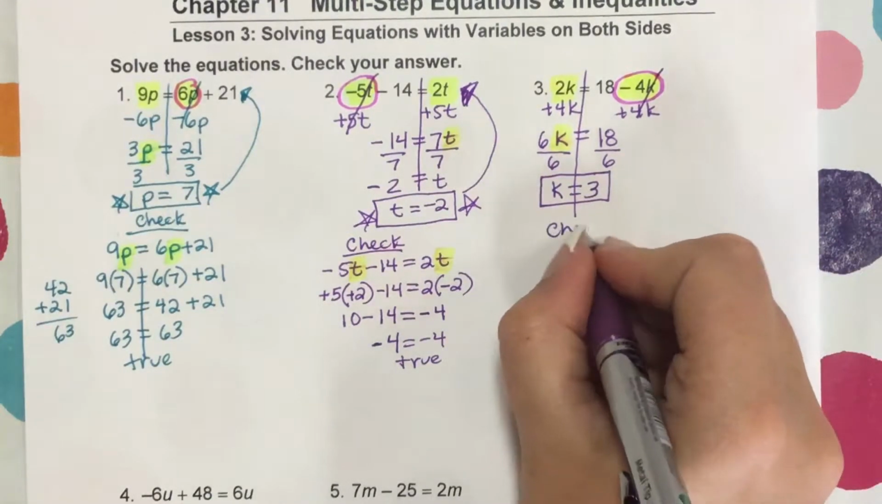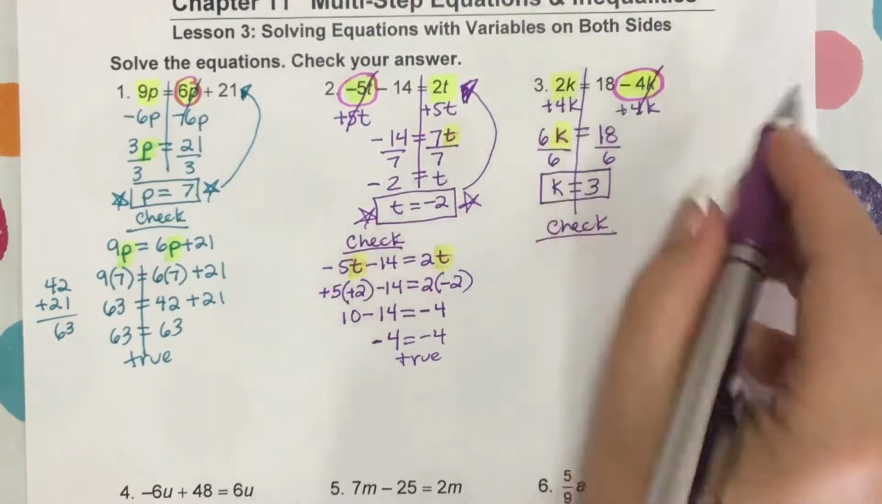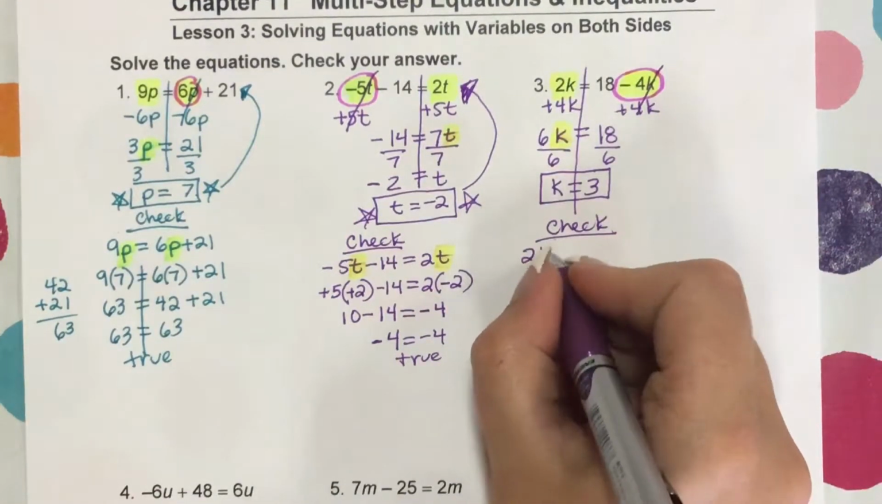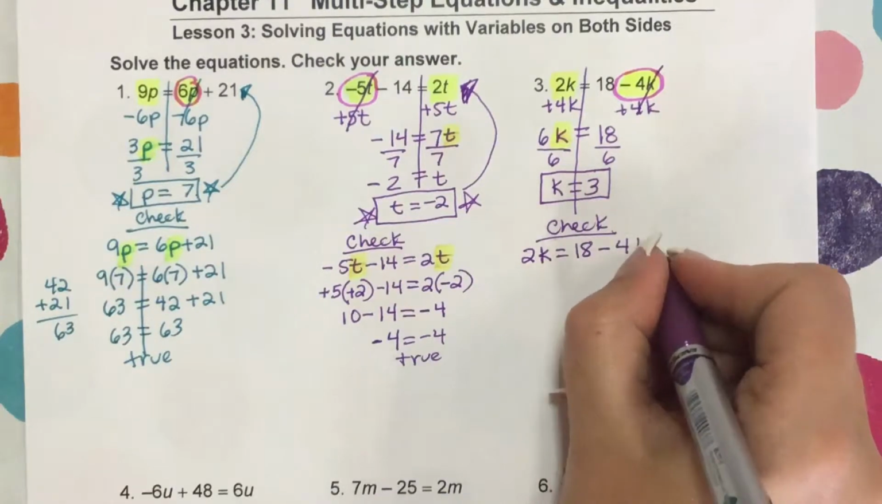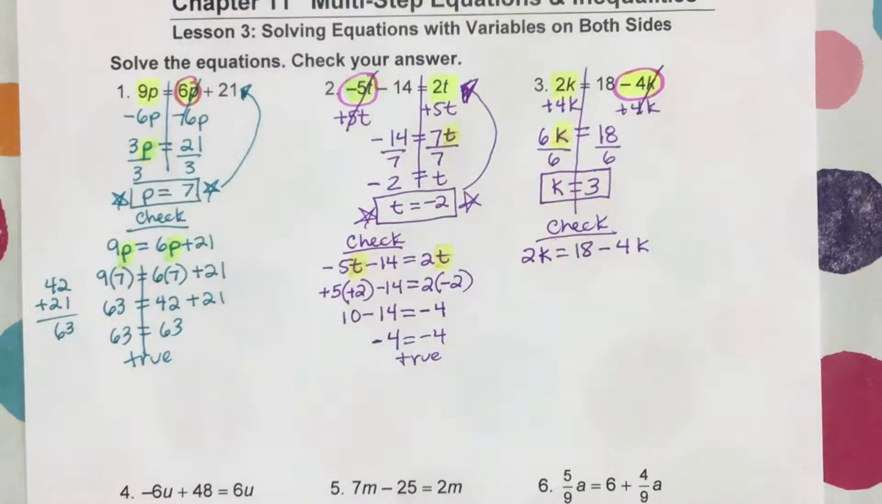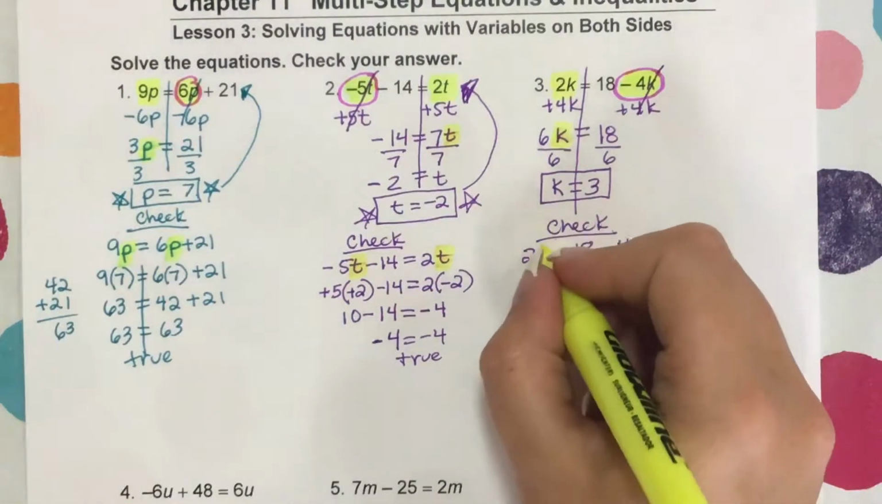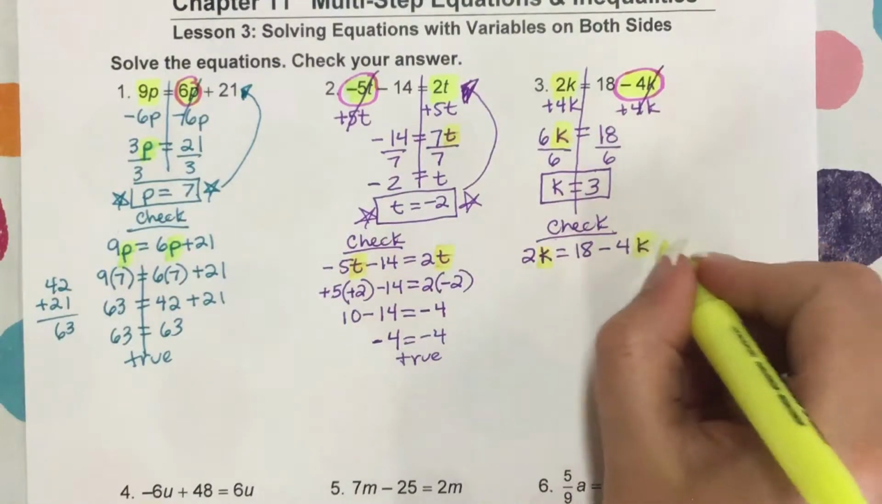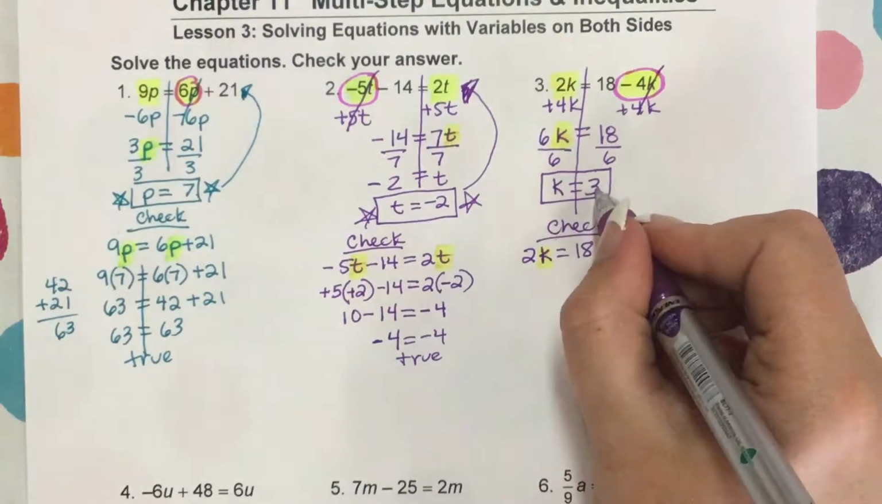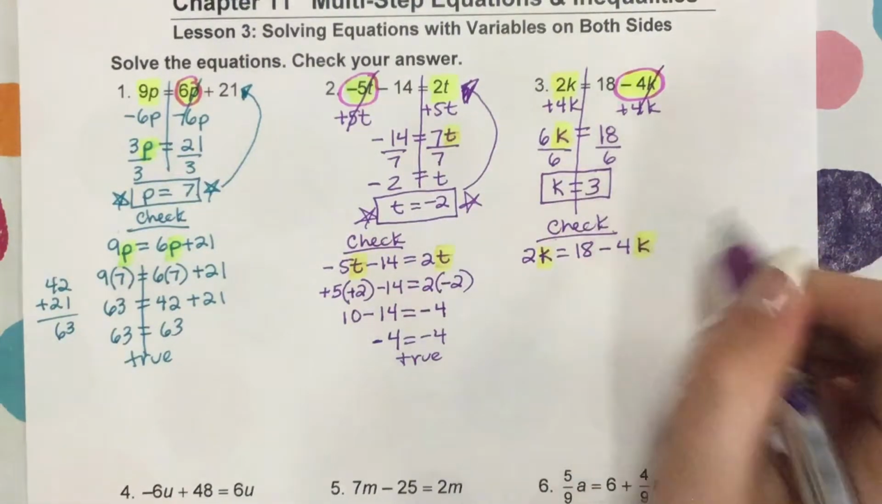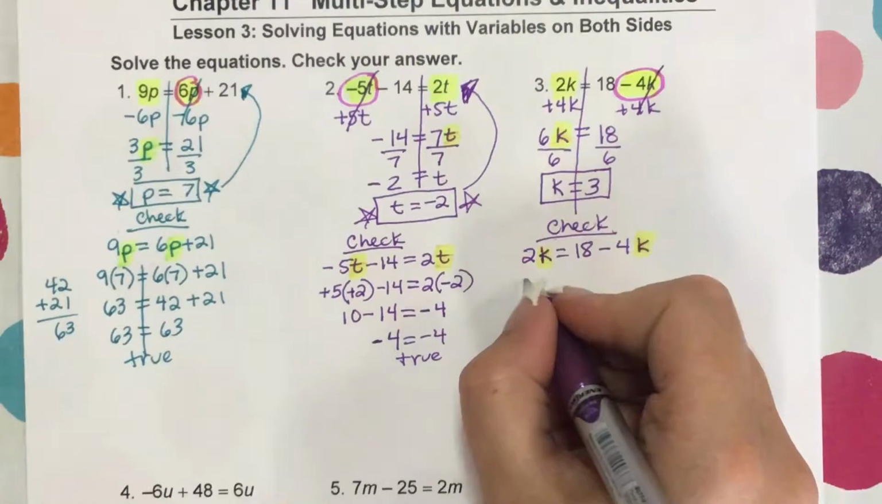Okay, let's go ahead and check it. So I'm going to write the word check. I'm going to write my original equation, 2k equals 18 minus 4k. And please notice that there's a k on this side, and there's also a k over here on this side. So I'm going to substitute k equals 3 in for this k and 3 in for that k, both of these sides of the equation.